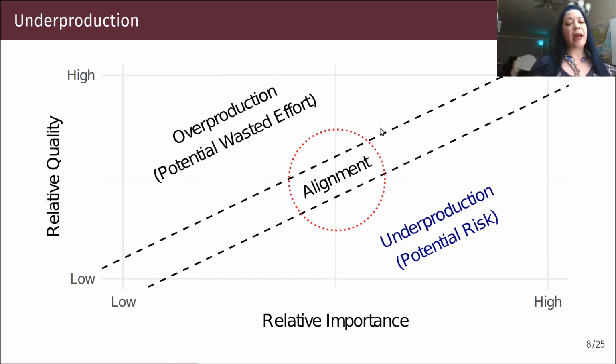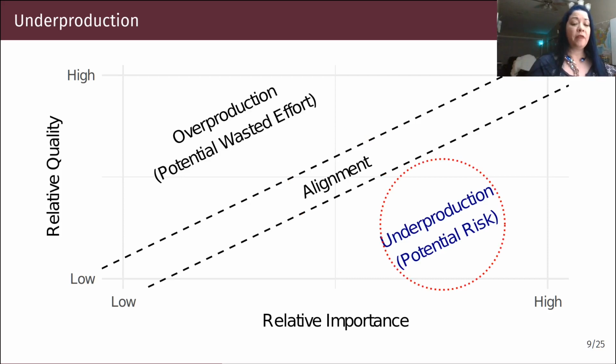Alignment indicates a match between quality and importance. This is the ideal case because the quality meets the importance of the software. And we have a particular concern for software falling to the right of this diagonal, where heavily used components are relatively low quality, and that's a problem.